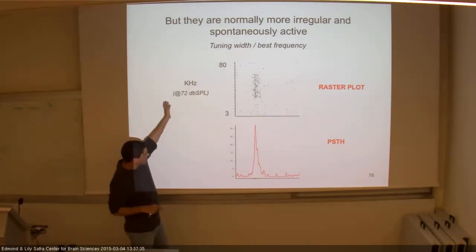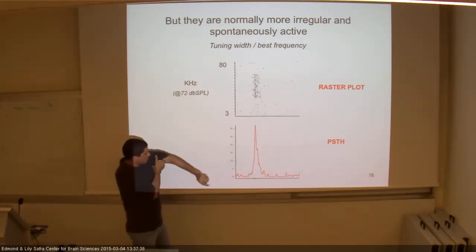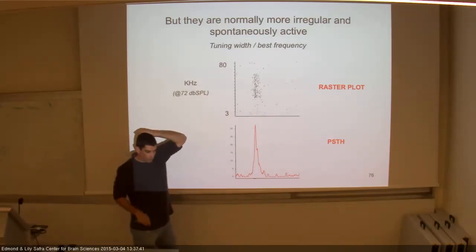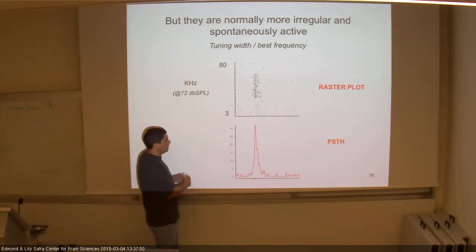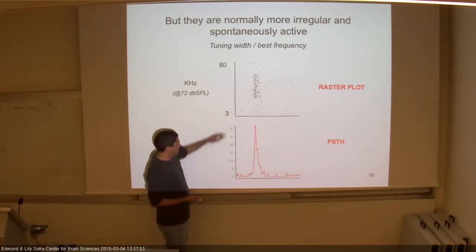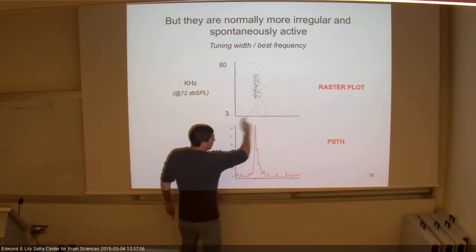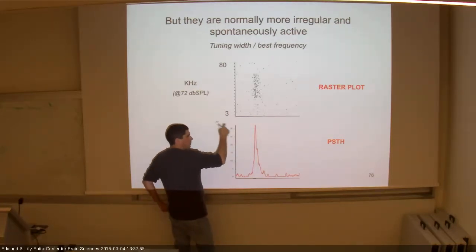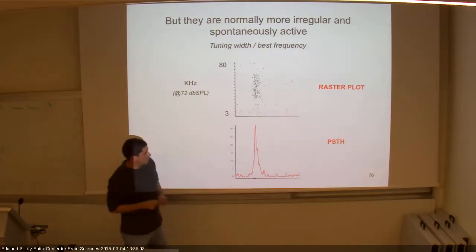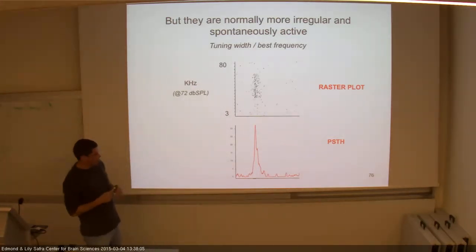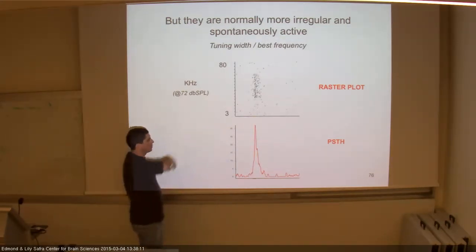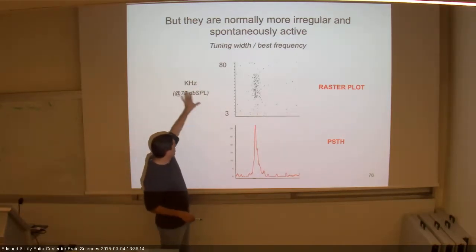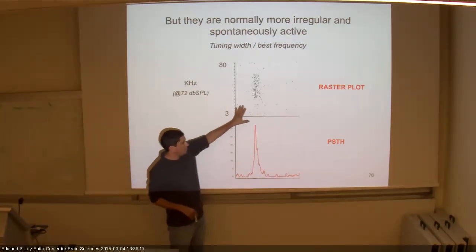In this case, these are just different tones, from 3 to 80 kilohertz. Each bar here is 20 repetitions, 10 repetitions, whatever. What you see here are the spikes that were the responses of the neuron to the different repetitions of the different stimuli. In this case there are many, many repetitions for each stimulus, at one intensity, and this is the type of response that you get.